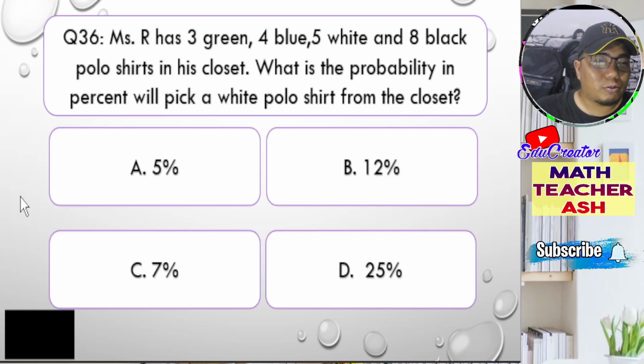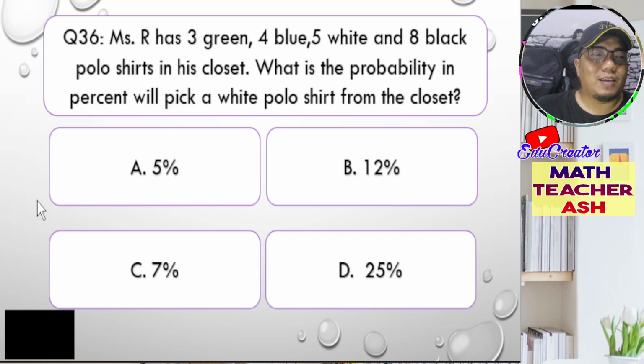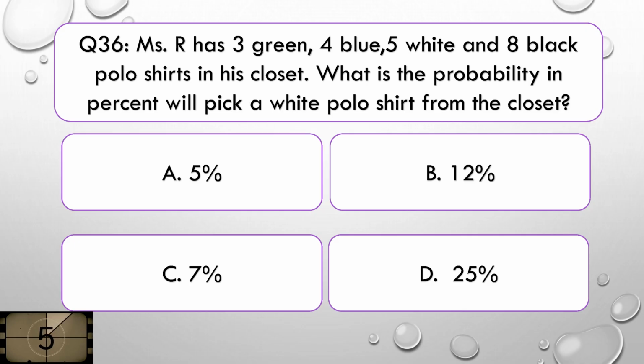Now, let us go to question number 36. Mr. R has 3 green, 4 blue, 5 white, and 8 black polo shirts in his closet. What is the probability in percent that he will pick a white polo shirt from the closet? Is it A, 5%, B, 12%, C, 7%, or D, 25%? I'll give you 5 seconds to think about your answer.